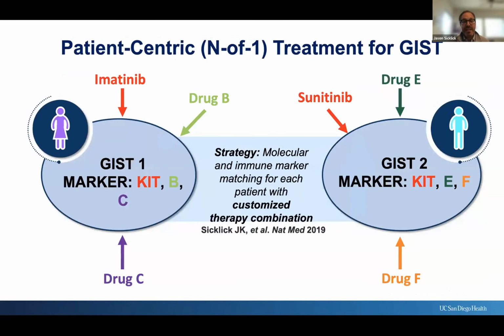So how do we even take this a step further? One of the approaches that we've done in San Diego that Sarah mentioned is sort of this personalized medicine, patient-centric approach to treating GIST as well as other advanced diseases. And so if a patient, for instance, has a mutation in KIT, but they also have mutations in other genes, can we think about developing strategies to treat these patients on a more individualized basis?